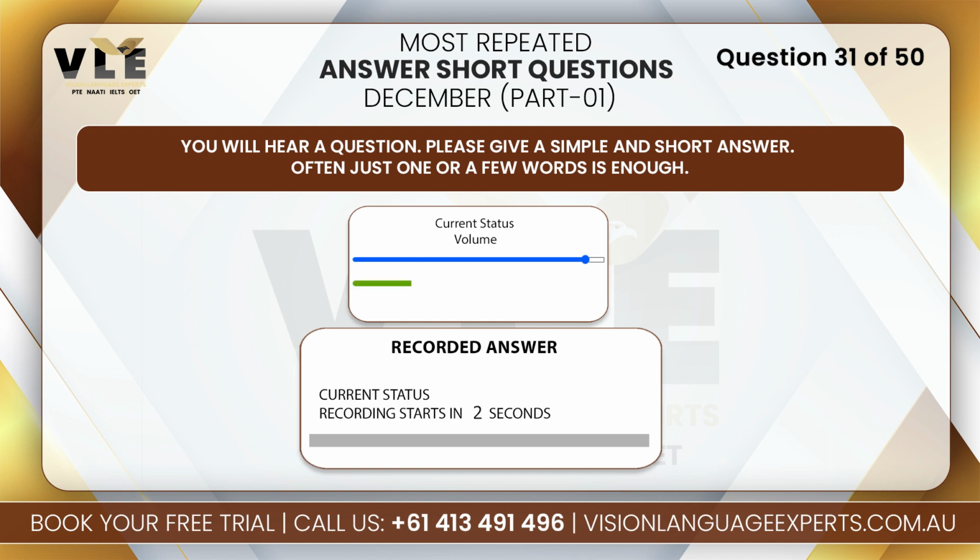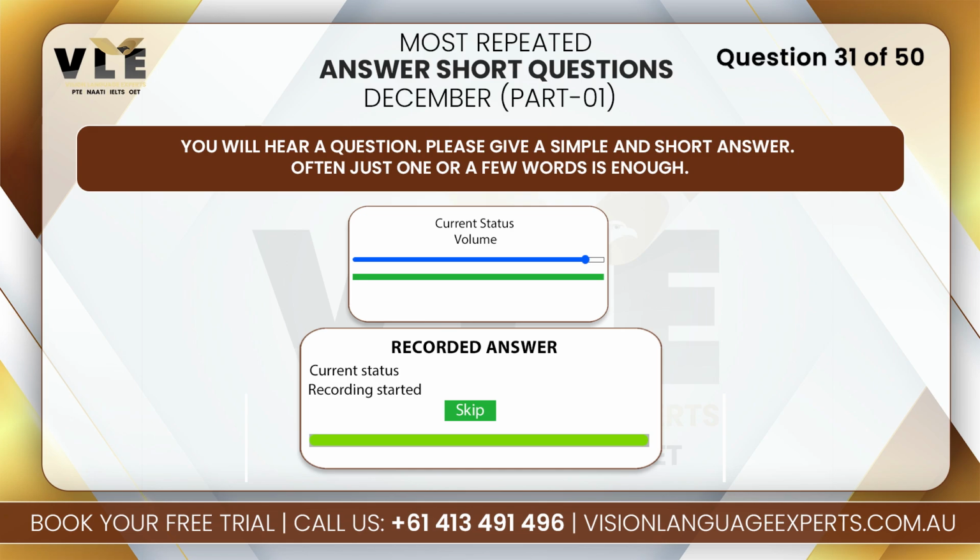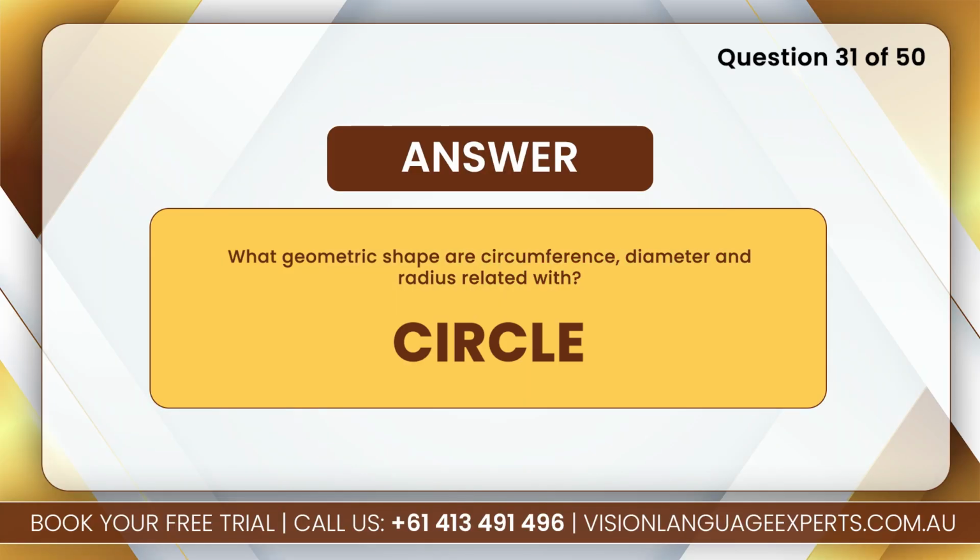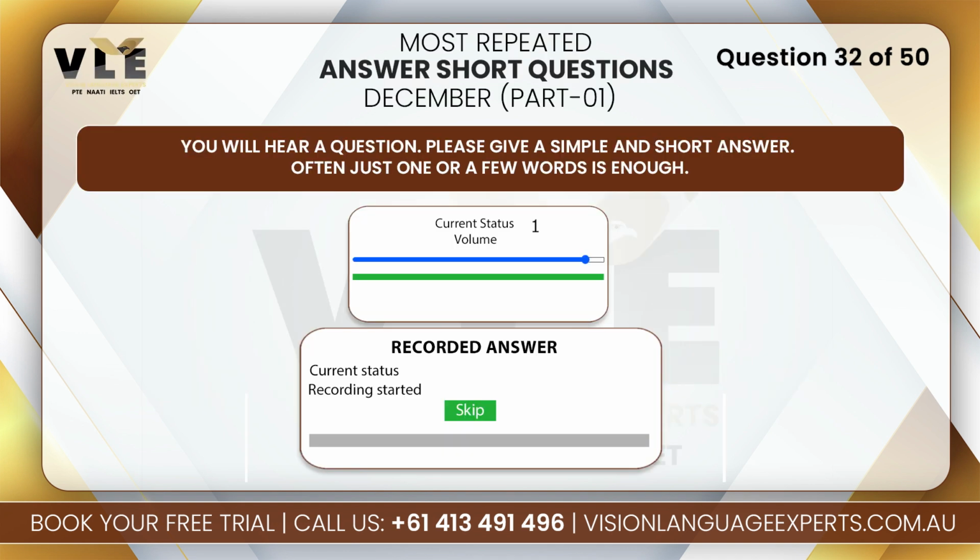What geometric shape are circumference, diameter, and radius related with? Circle.